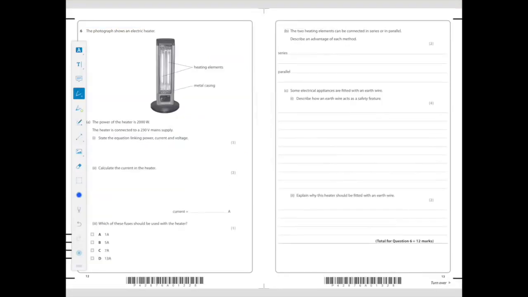The photograph shows an electric heater. The power of the heater is 2000 watts. The heater is connected to a 230 volts mains supply. State the equation linking power, current and voltage, and I can remember that is PIV. So therefore, power equals current times voltage. Calculate the current in the heater, so rearrange so that current is power divided by voltage. Power is 2000 watts, divide that by 230 volts, and you get an answer which is 8.7 amps.